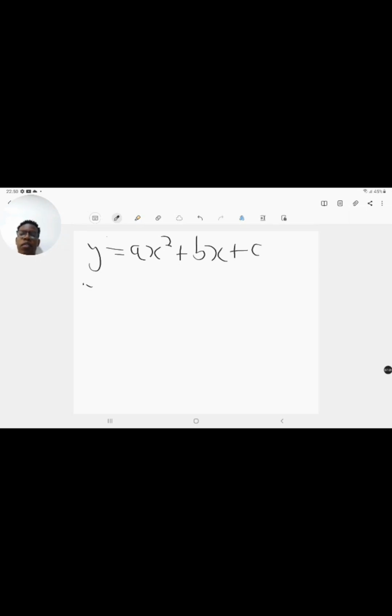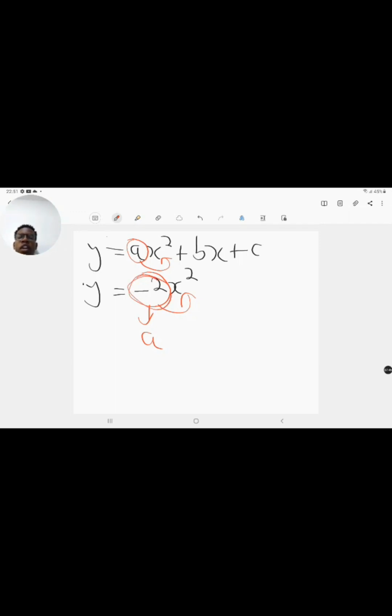If I have an example, I say y is equal to minus 2x squared. That minus 2 there is our a. How do we know that minus 2 is our a? Because the minus 2 is tied to the x squared. So a in the standard form is tied to the x squared, meaning that whatever value is attached to the x squared is our a. So in this instance, minus 2 is our a.